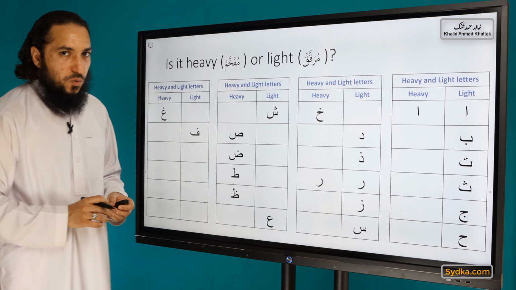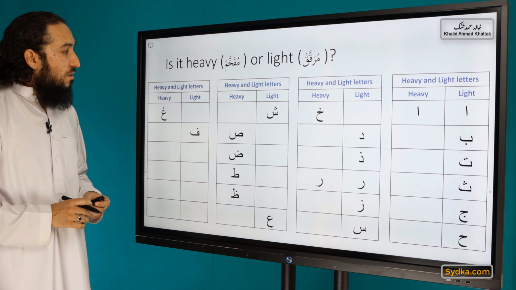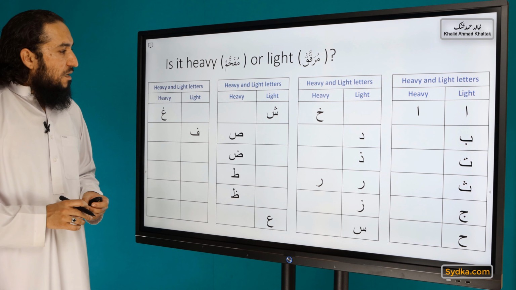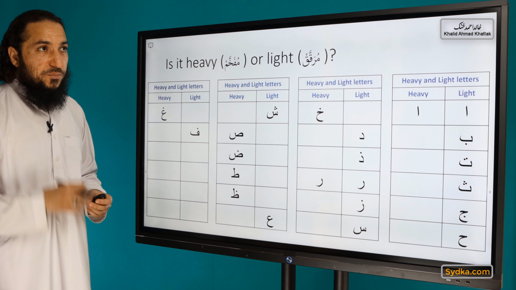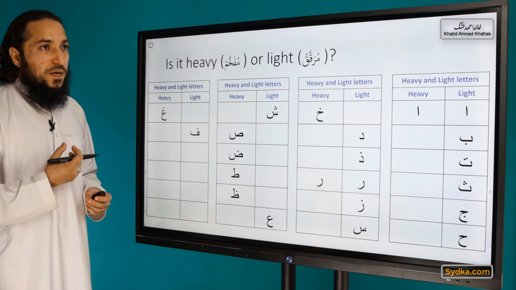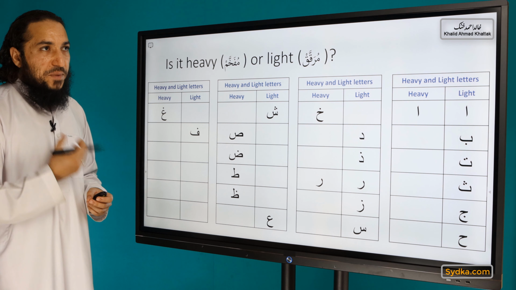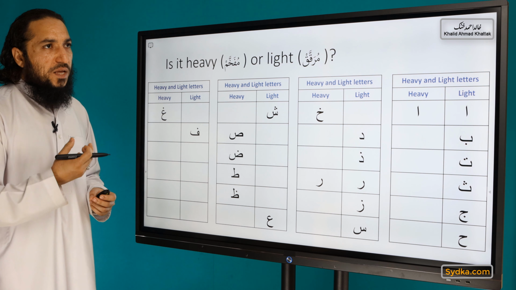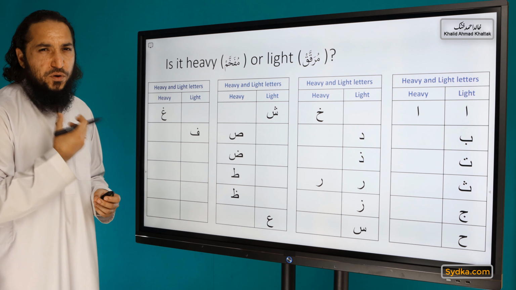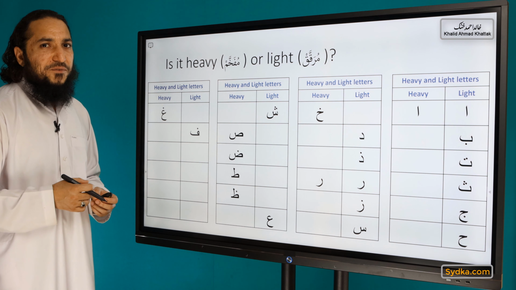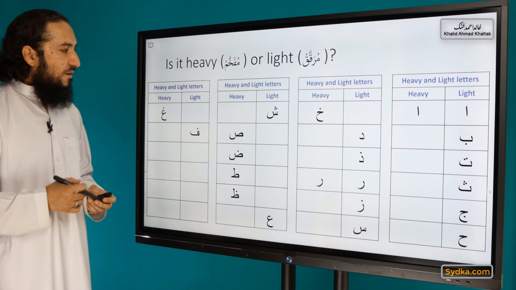So is it a heavy or light letter? It is one of the light letters because when we are pronouncing it, our mouth or lips remain in a state of flatness, as if you're going to start smiling. For example, Fa, Fa, F, Fa, F.